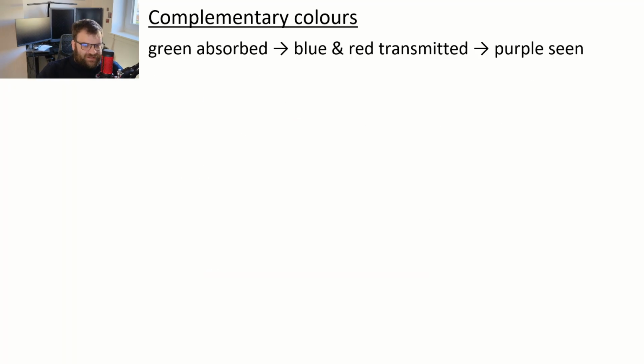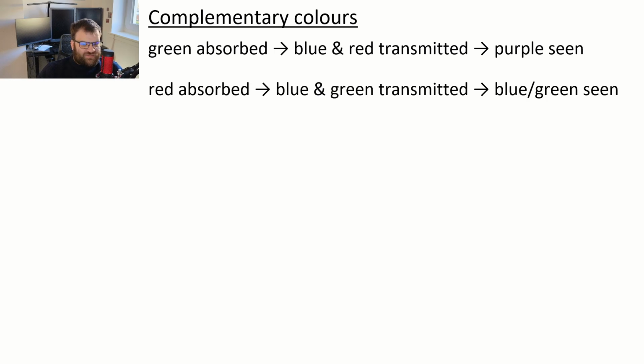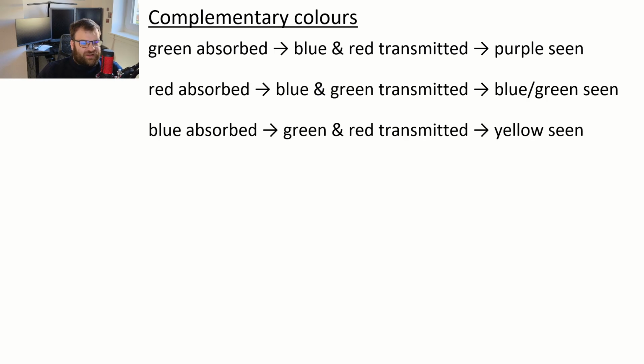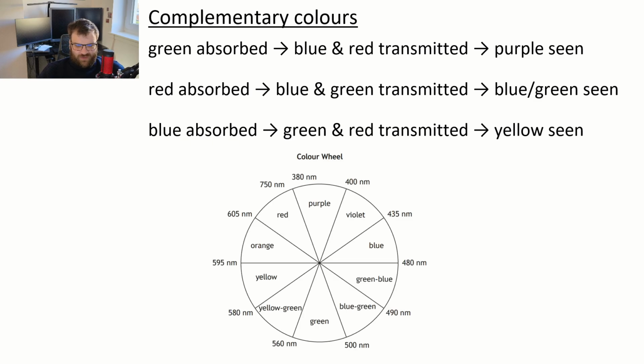If green's absorbed, that means that blue and red would be transmitted, and we would see purple. If red is absorbed, then we would see blue-green. And if blue is absorbed, we would see yellow. The colour wheel can be used to help guide us towards what is seen and what is absorbed.